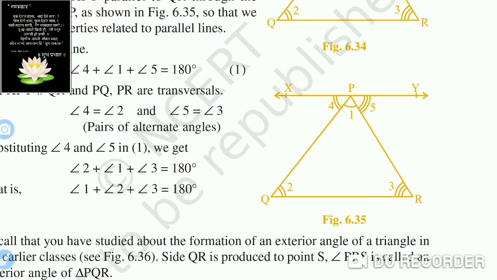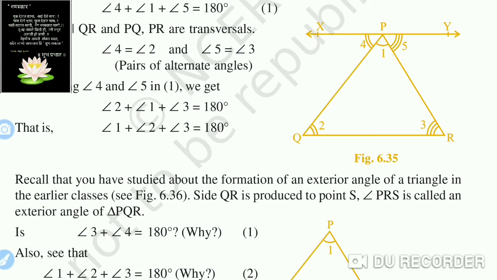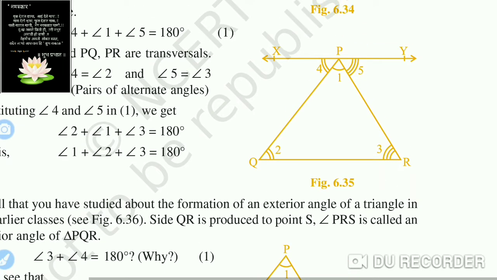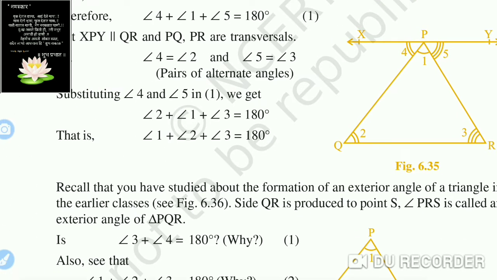So what did we get? Substituting angles 4 and 5 in the first equation, we get angle 2 plus angle 1 plus angle 3 equals 180 degrees, that is, angle 1 plus 2 plus 3 is 180 degrees. So thus we proved the angle sum property of a triangle. In this way you have to prove it.